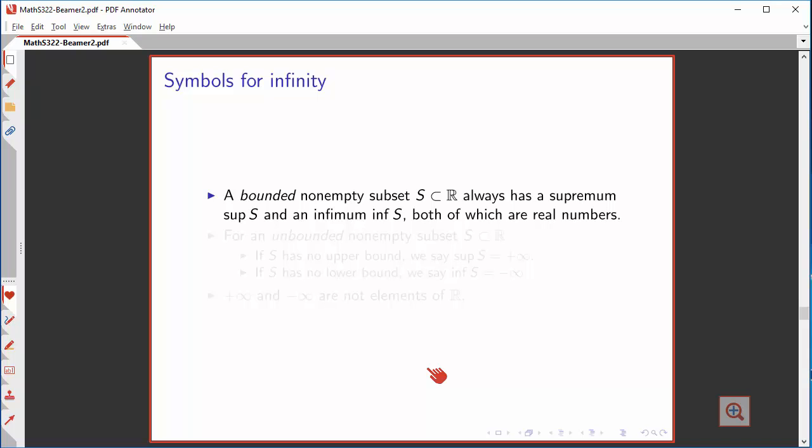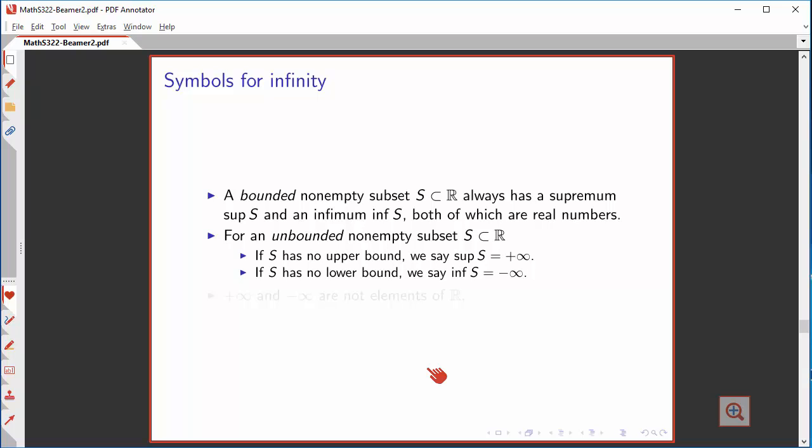First, let's consider a bounded subset of the real numbers. And in order to avoid it being trivial, let's make sure it's a bounded non-empty subset. This always has a supremum and an infimum. Both of these are real numbers. The supremum is the smallest real number that's greater than anything in the sequence. The infimum is the largest real number that is smaller than anything in the sequence.